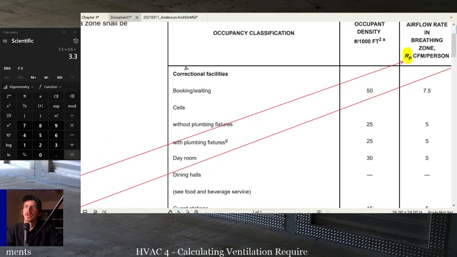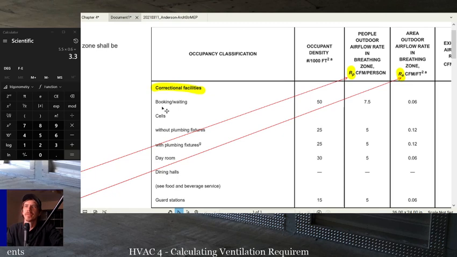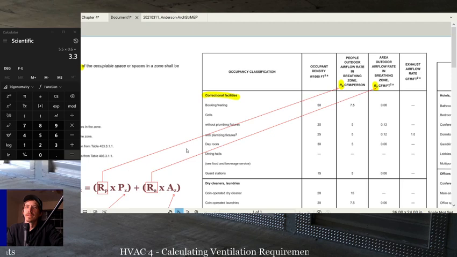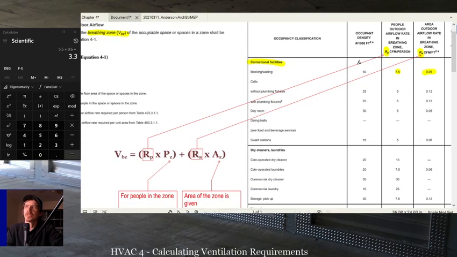So if we're talking about a correctional facility, let's not do the cells. The first thing, the booking waiting area in a correctional facility. So whatever is the booking waiting area, however big that is, the RP for that area you're going to get right here, and the RA for that area you're going to get right here. So you just plug this number in here and this number in here. Alright, so those are easy.